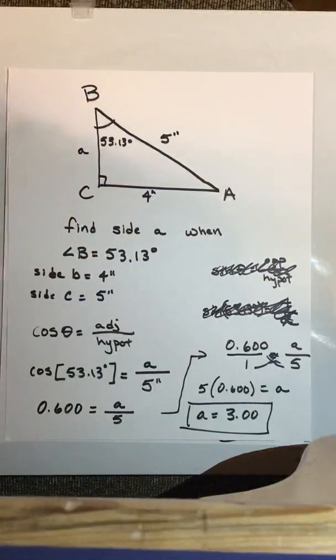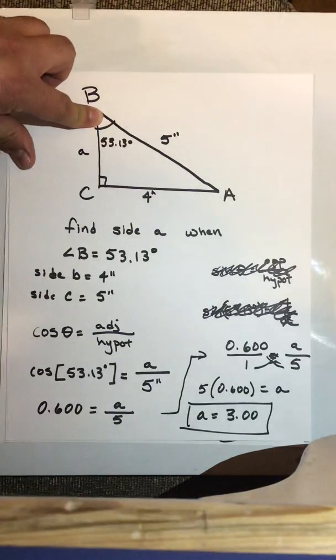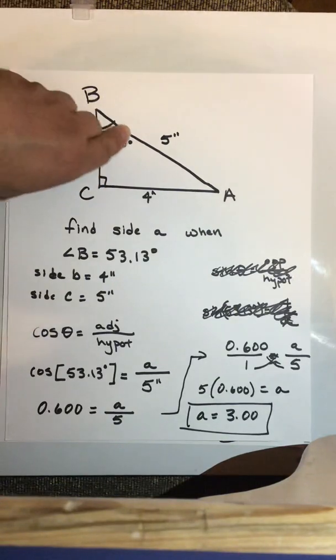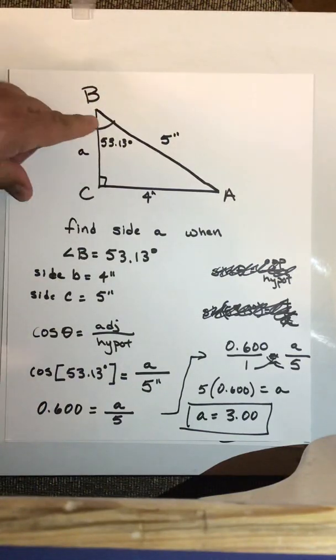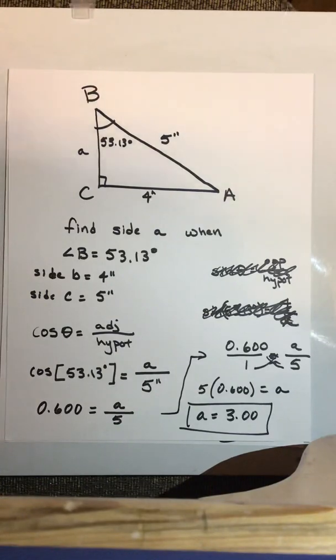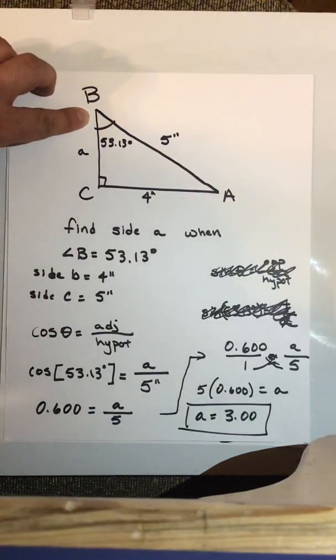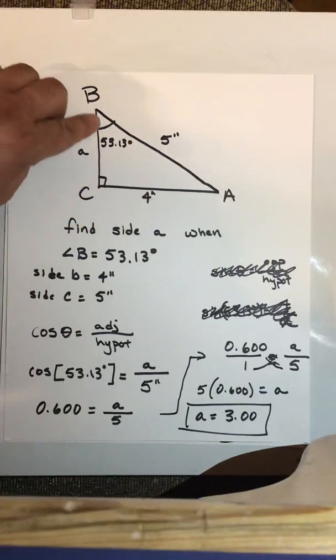So for instance, in this case, I'm going to use cosine, with this as my reference angle. Cosine is the side adjacent divided by the side hypotenuse. The reason I picked that is it gives me my angle, one side that's unknown, and one side that's known. So the cosine of the reference angle is equal to the side adjacent divided by the hypotenuse, which gets us to this: the cosine of 53.13 is equal to the side adjacent, which is A, the side we do not know, divided by the hypotenuse.